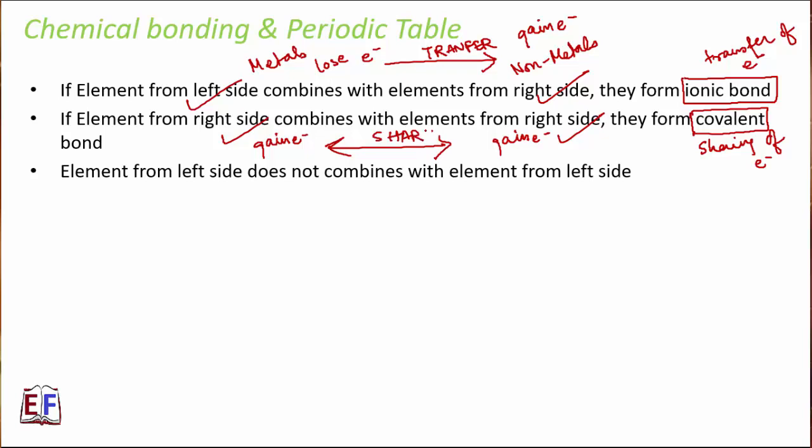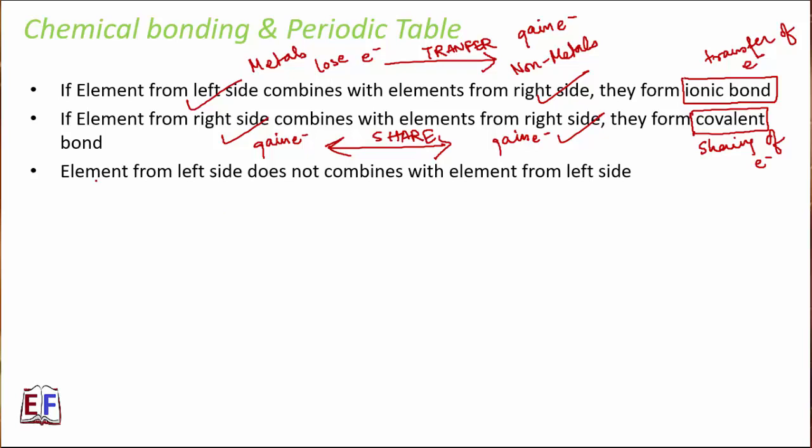So, they say that, okay, I want one electron. You also want one electron. So, let us share one electron. So, I will share one electron with you. You also share one electron with me. So, both of us will have our purpose fulfilled. And that's how covalent bond is formed.